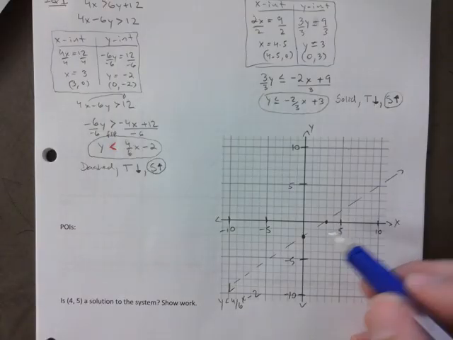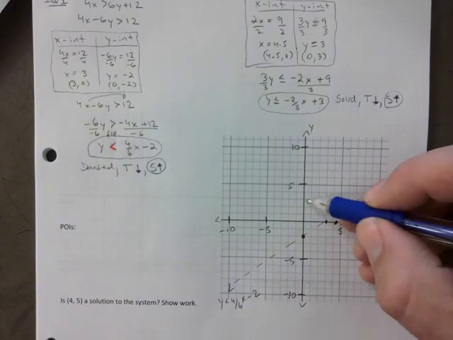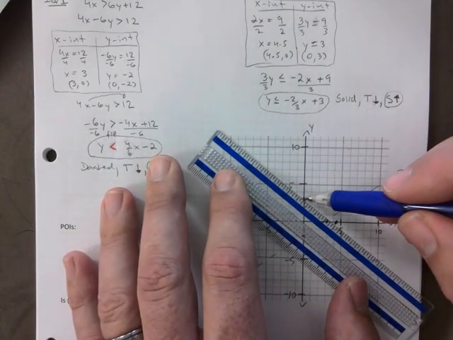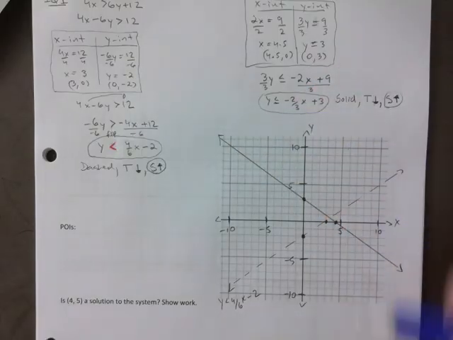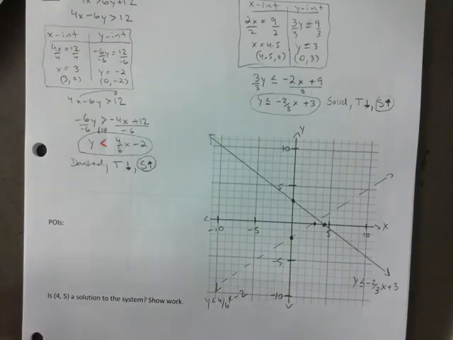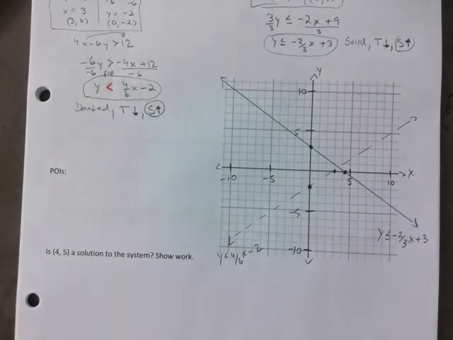Next line is 4.5, 0. It's right here, and 0, 3 is right there. That is a solid line. Negative 2/3 x plus 3. This is not an inequality yet. Right now it's just a system of linear equations. But we want to do the other part.